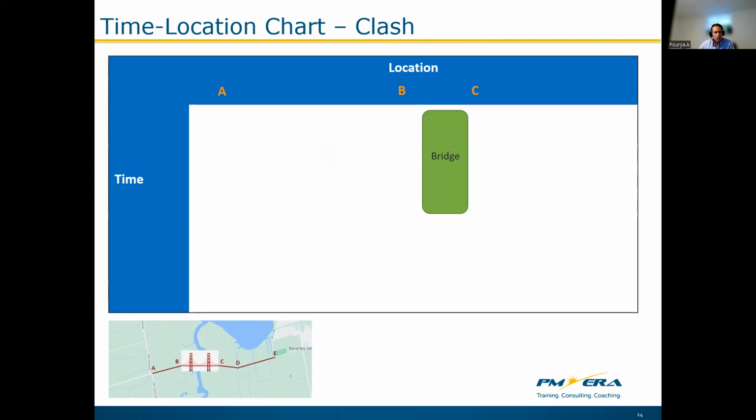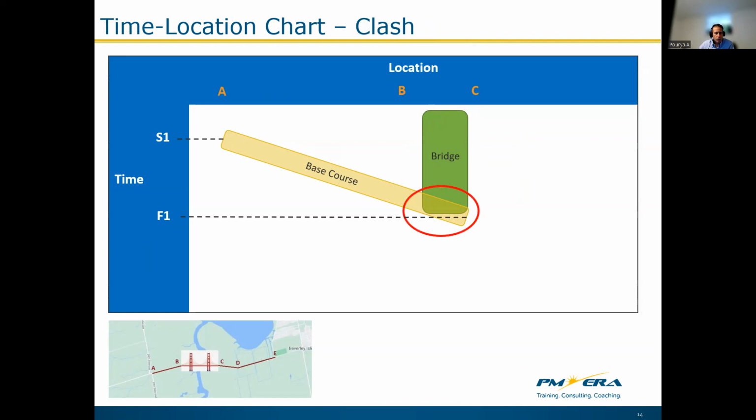Assume we want to finish the construction of the bridge at this location, and then we complete the base course activity, the base course of the road pavement from A to C. But the time location chart shows that there is a clash at this point, which means the road pavement activity will reach this location before the construction of the bridge is completed.